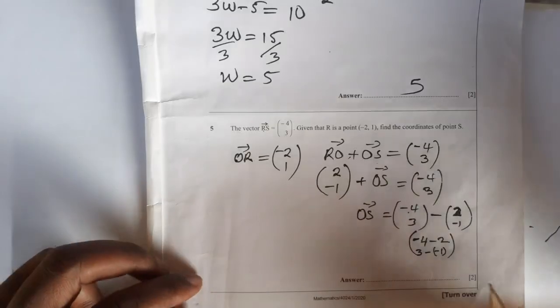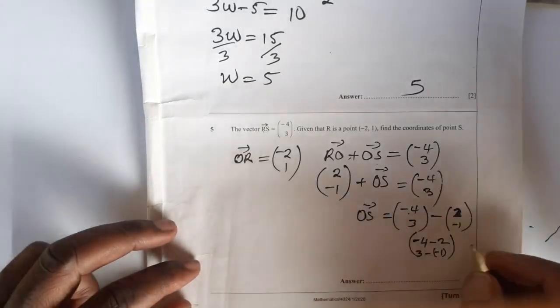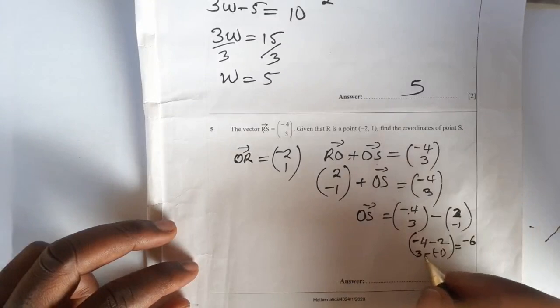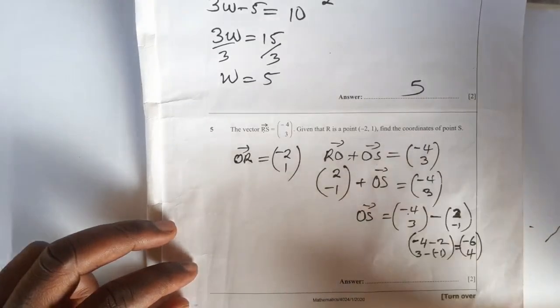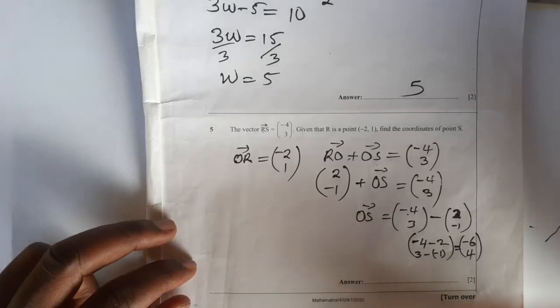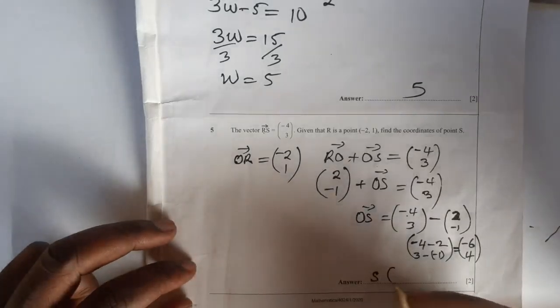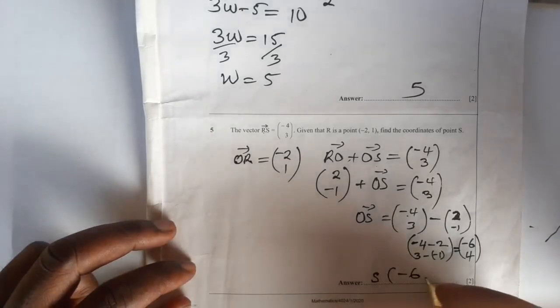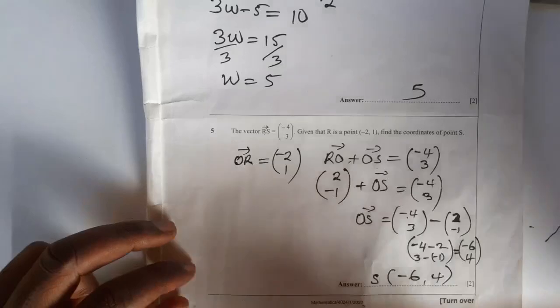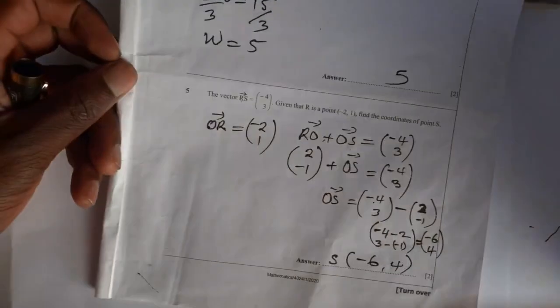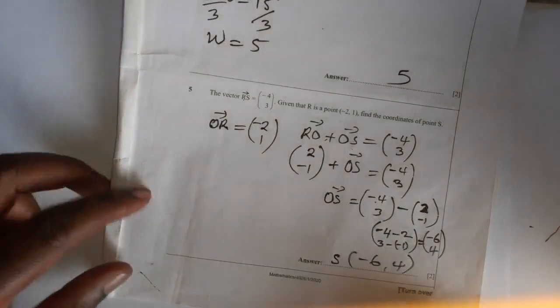Then what do we get here? The first one is going to give us -6, and the second one will give us 4. So the coordinates that we want, we're going to say the coordinates of S are (-6, 4). These are the coordinates of S. Are we together? So we can go to the next question.